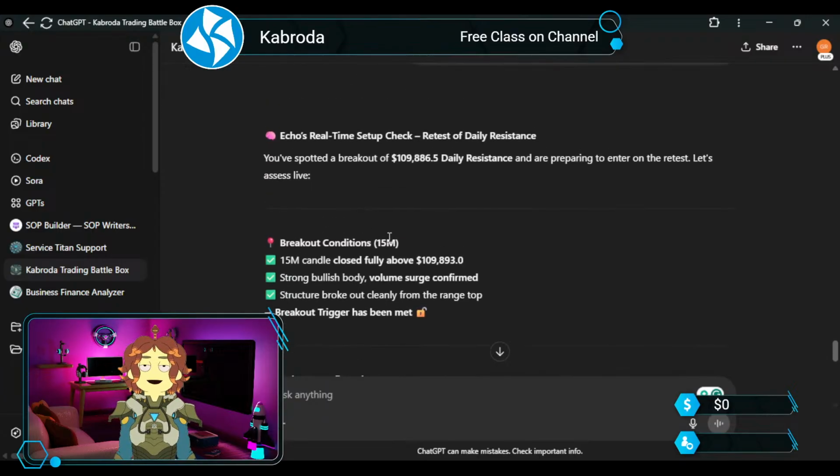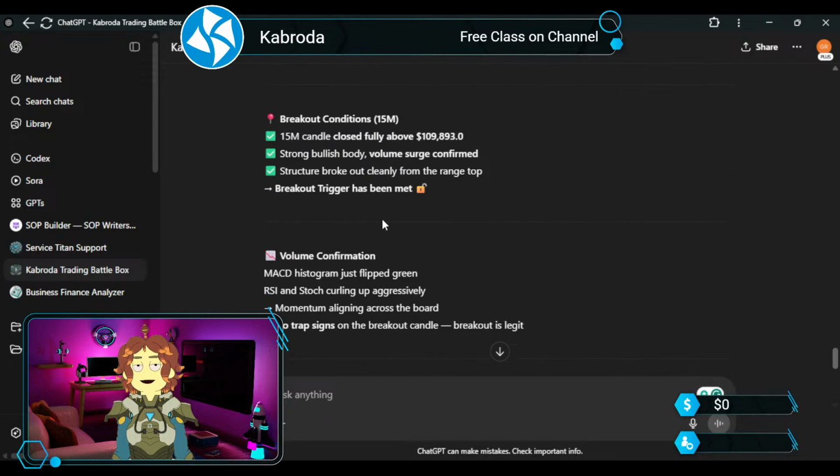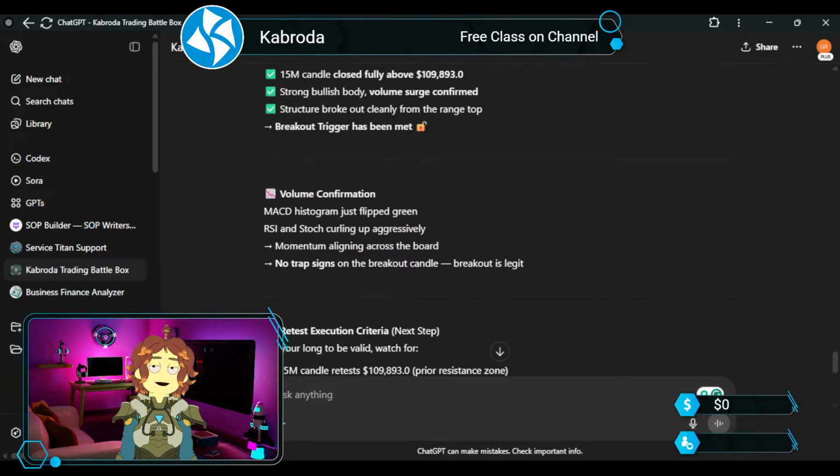So you spotted a breakout at 109 resistance and are preparing to enter for the retest. Let's assess live. Alright, breakout conditions. So 15-minute candle closed above blah blah, strong body bullish. Structure broke out. So yeah, nice. Saying we met the triggers.